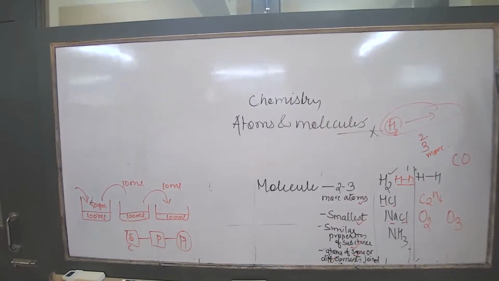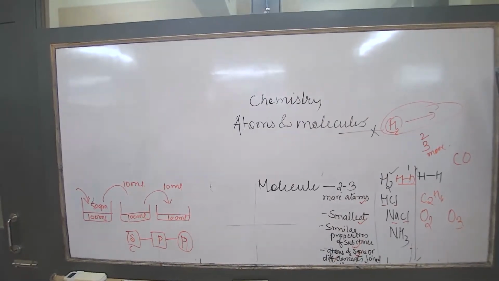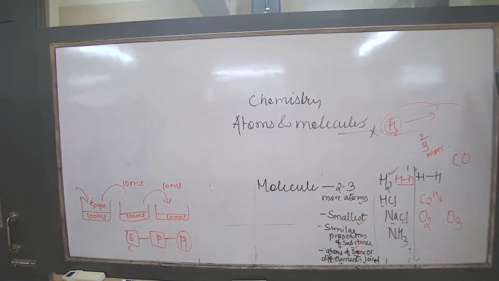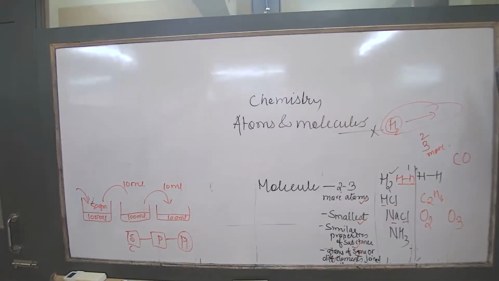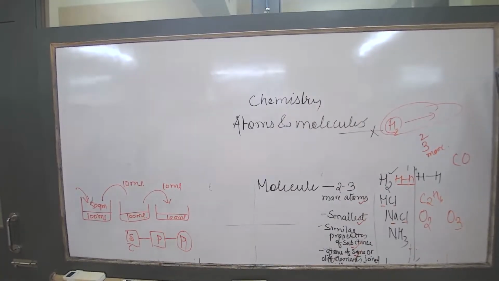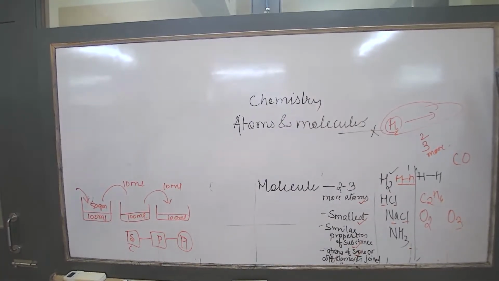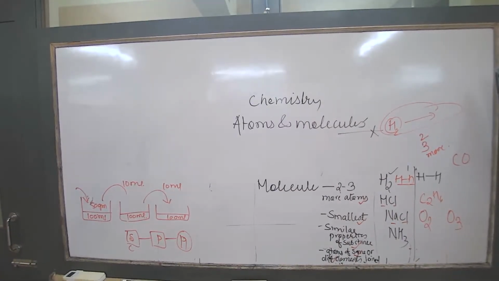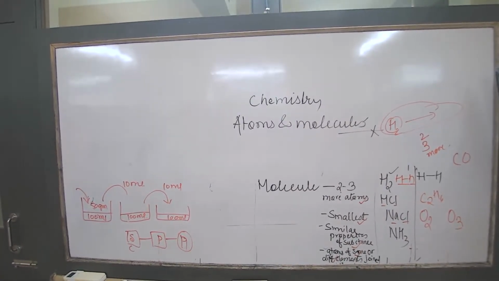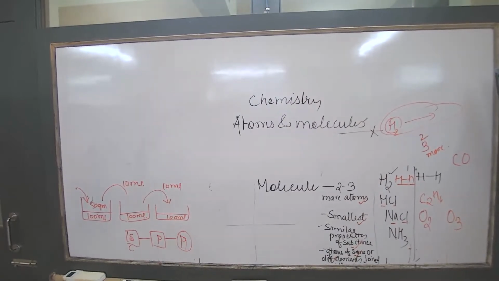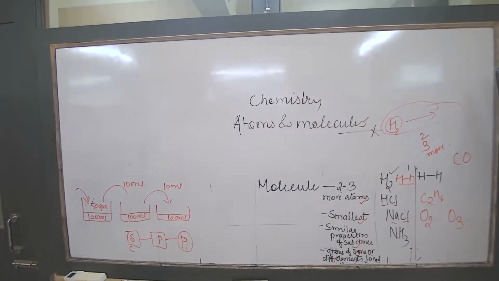Atomicity. Write down the definition. Easy. Atomicity is what? Number of atoms present in the molecule. Don't write number of molecules. For molecules we have written many points. Look, atomicity comes from atom. So atomicity is the number of atoms present in the molecule.